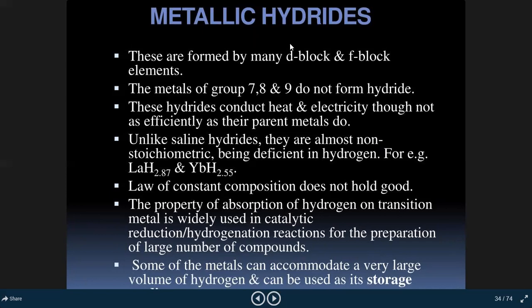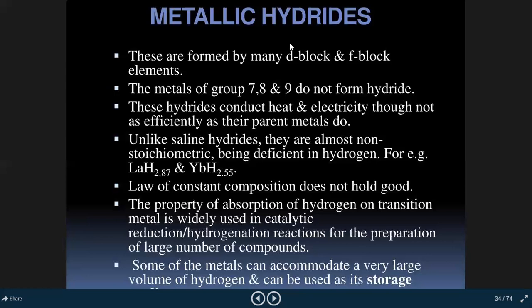Unlike saline hydrides, they are almost non-stoichiometric, being deficient in hydrogen, for example, LaH and YbH2. So if we compare the saline hydrides with the metallic ones, they are non-stoichiometric and have a deficiency of hydrogen. It means the hydrogen will not combine appropriately, and proper hydrides will not form with these types of compounds.